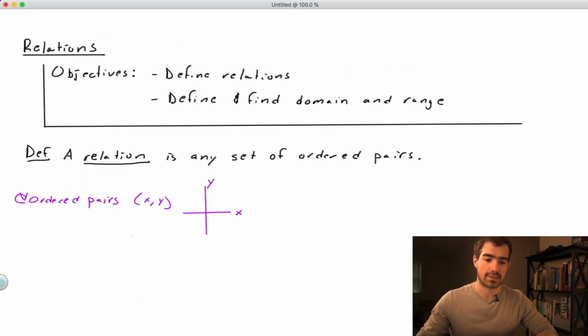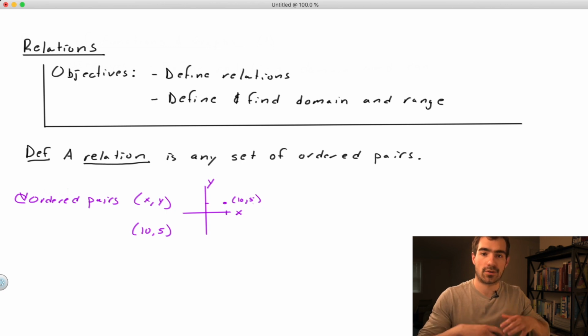So you could see something like (10, 5), and that's going to be 10 steps over this way, 5 steps up this way, and maybe that looks something like this. And so if we had a whole set of these, that would define a relation. But this can be even broader than that. It doesn't even have to be numeric in this case.